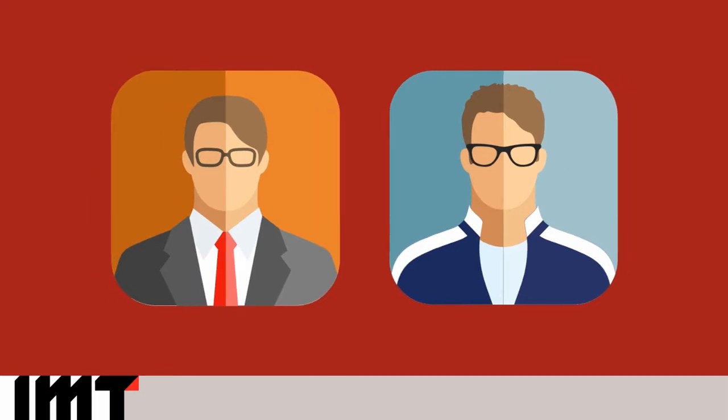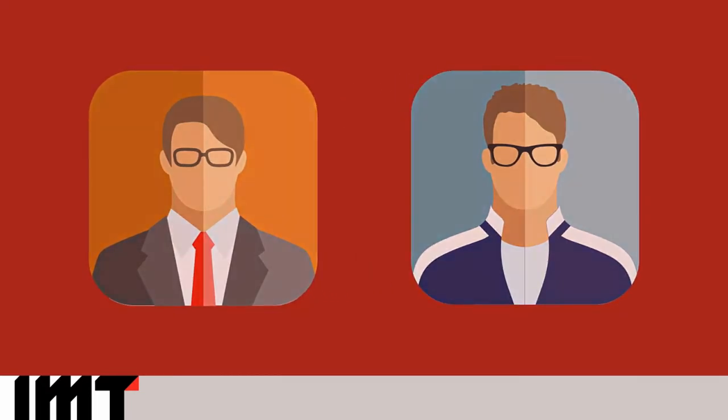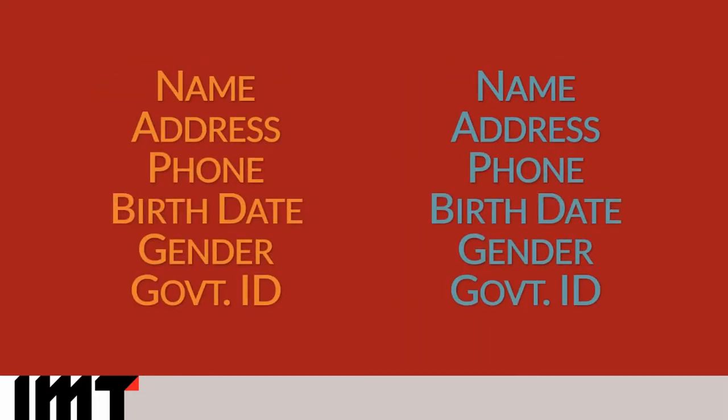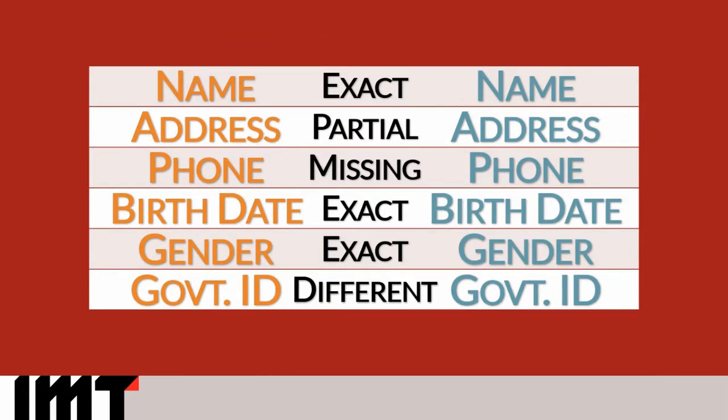When we bounce these records against each other, we have multiple dimensions that we can compare. So we might look at name, address, phone, birth date, gender, some kind of a government ID. And from there, the system will analyze those to see how well they match. And there's different categories. It could be exact, partial, missing, different, etc.